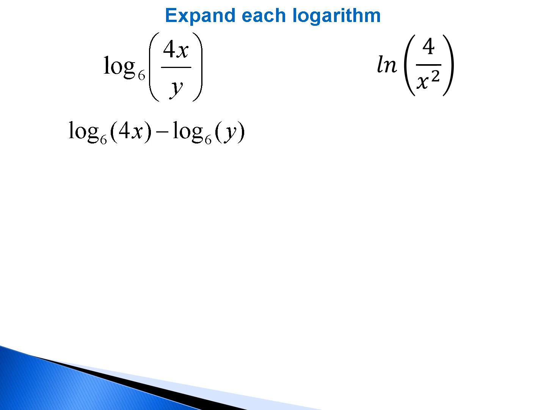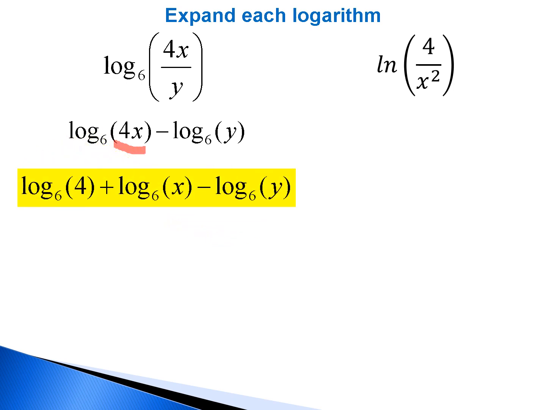Okay, now at this point, I don't have any exponents that I can bring down. However, I do have an argument that has two elements that are being multiplied. So I can expand out that multiplication to be log base 6 of 4 plus log base 6 of x minus log base 6 of y. And that is as expanded out as it can be.